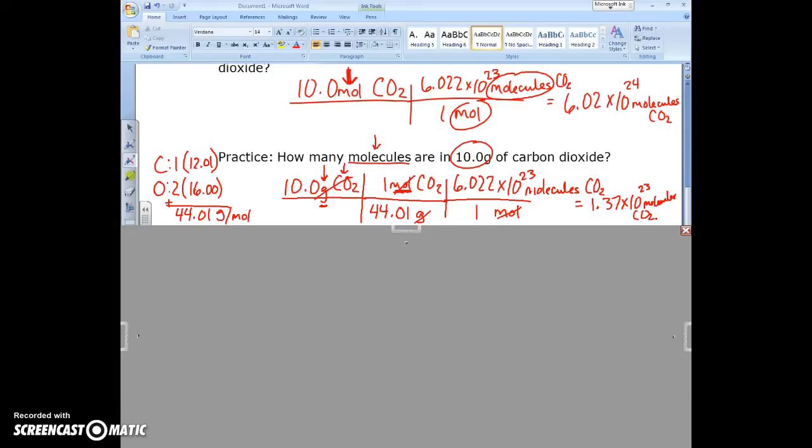Now, starting with different things, I could have you go from molecules to grams. But again, you're going to use Avogadro's number and you're going to use molar mass. And we have to be able to use them backwards and forwards.